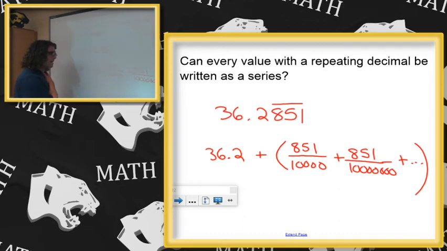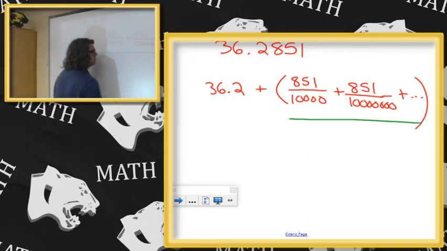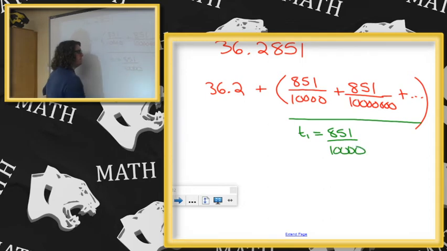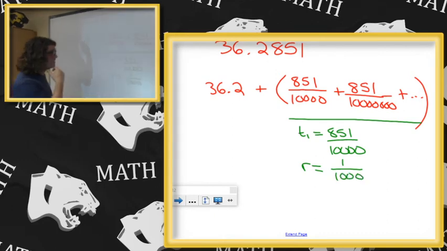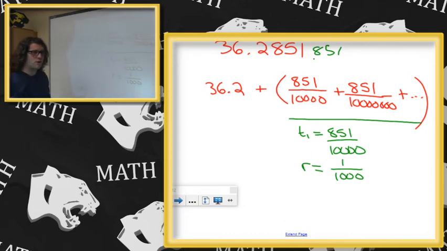So we can come up with a fraction way to write this by using what we just learned about infinite geometric series, because this part over here is a geometric series. It has a T1 value of 851 over 10,000, and it has an R value of 1 over 1,000. So 3 decimal places that we need to shift over for our next one, so that they don't overlap. So how do we do that? Well, we need to move another 3 decimal places. So that's why the 1 over 1,000. If this was only something that repeated after 2 decimal places, then I would use a 1 over 100, so I shifted over twice.